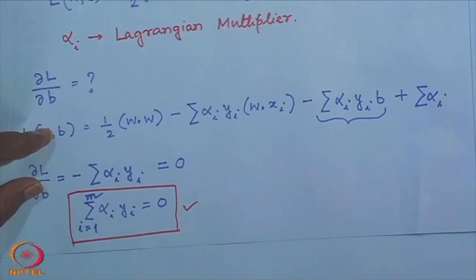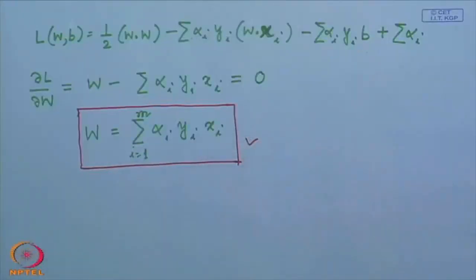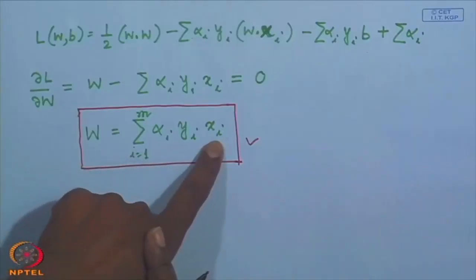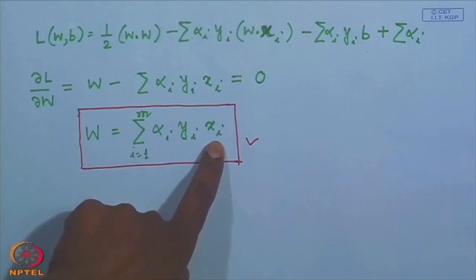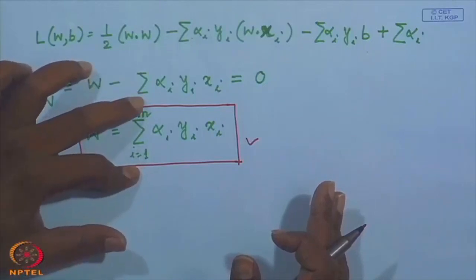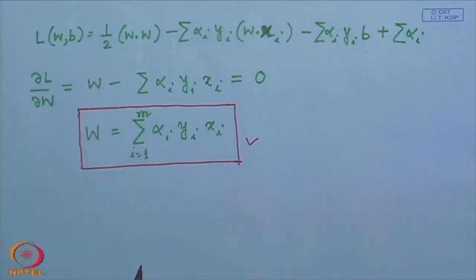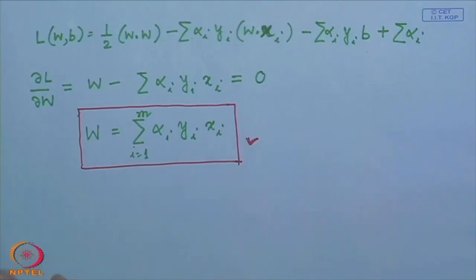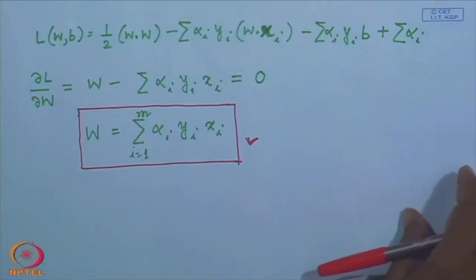Through this optimization of the Lagrangian, I have got two equations. One is the sum of alpha_i into y_i for i equal to 1 to m is equal to 0, and I have this expression for my weight vector w, where w is equal to the sum of alpha_i y_i x_i, where x_i is the ith training feature vector for i varying from 1 to m. These are the two expressions. Now, if I put this expression in my original expression of the Lagrangian, let us see what we have.